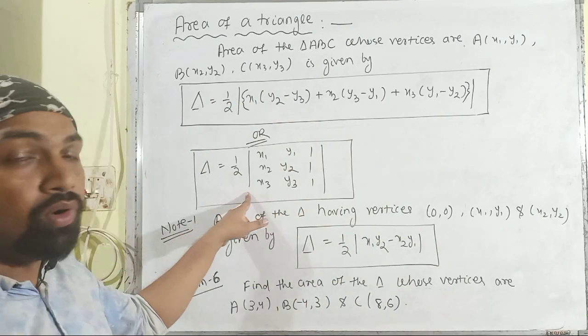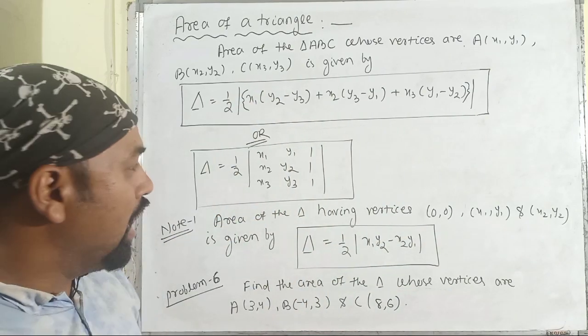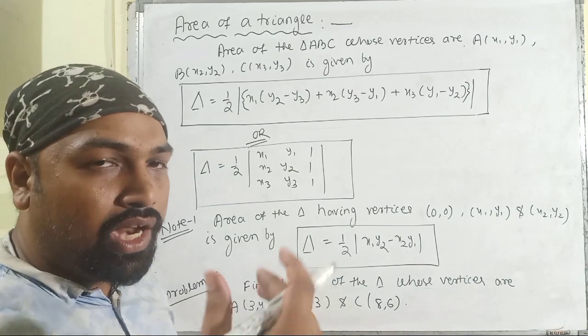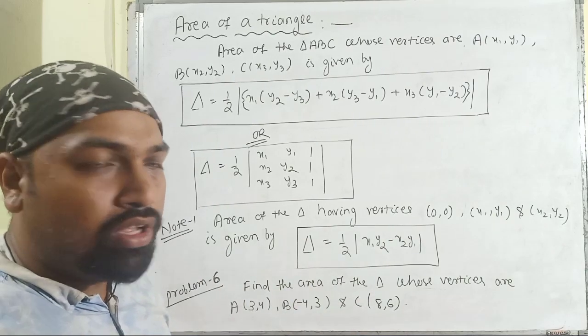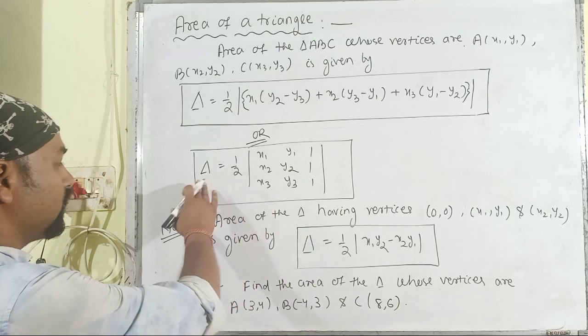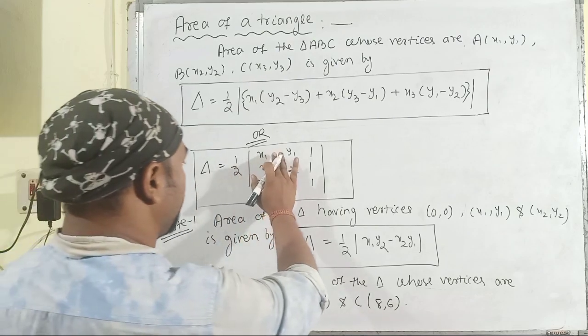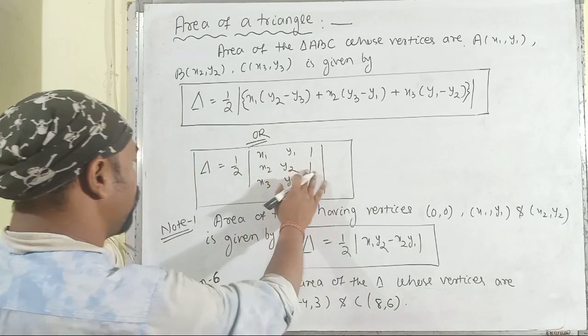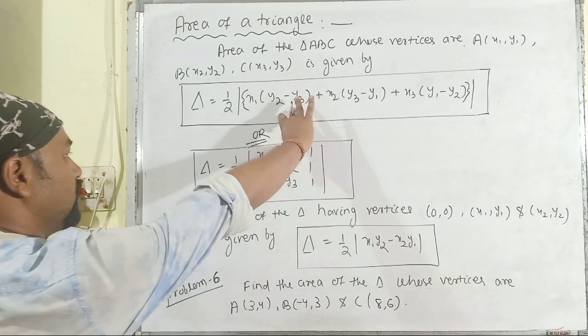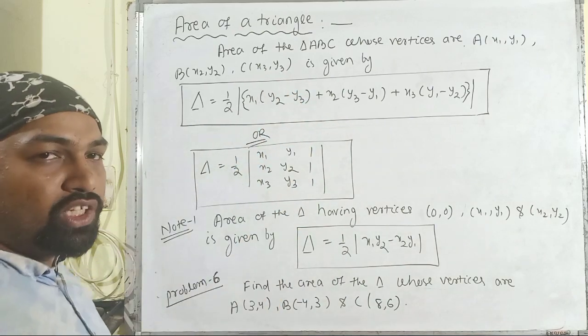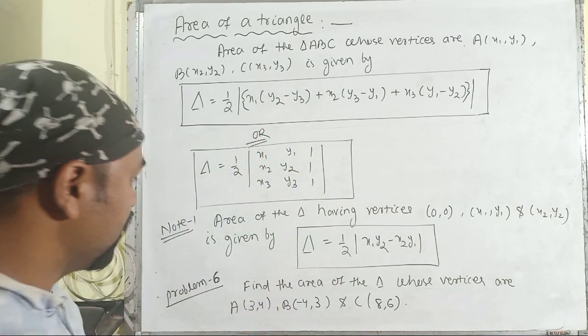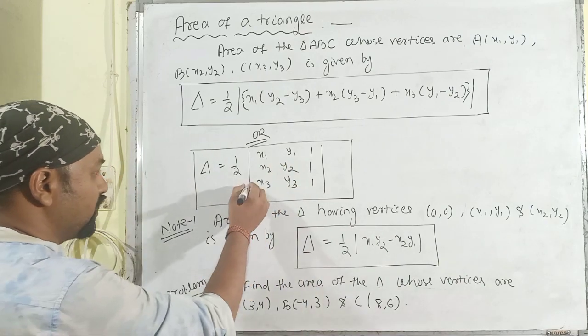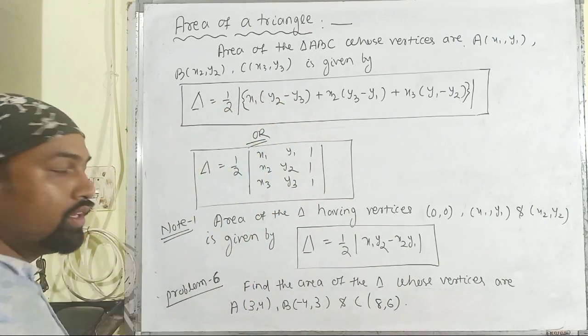But this is not the modulus symbol, this is the determinant symbol, and you are going to study the topic of determinants in your 12th class mathematics. So delta is equal to half of the determinant of the rows x1 y1 1, x2 y2 1 and x3 y3 1, and these two representations are equal to each other. Whenever you expand this determinant, you will find the same expression.